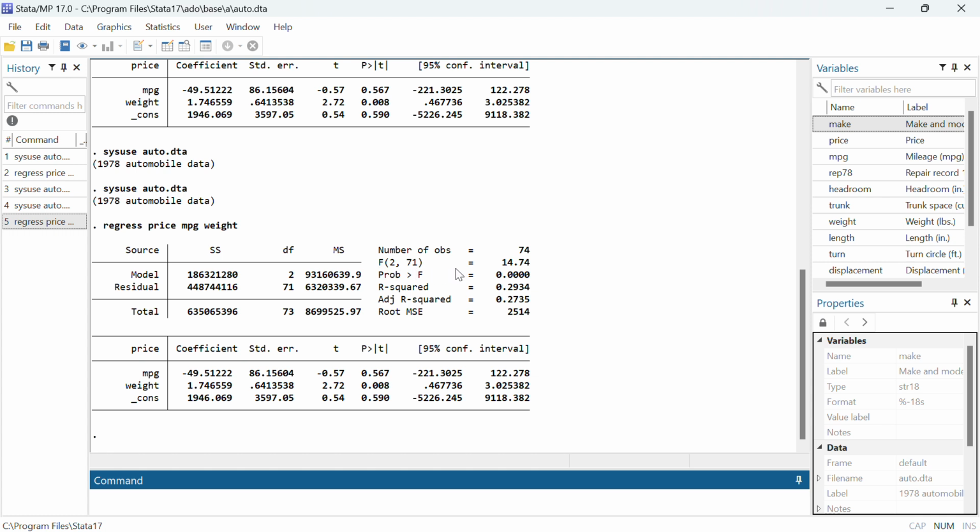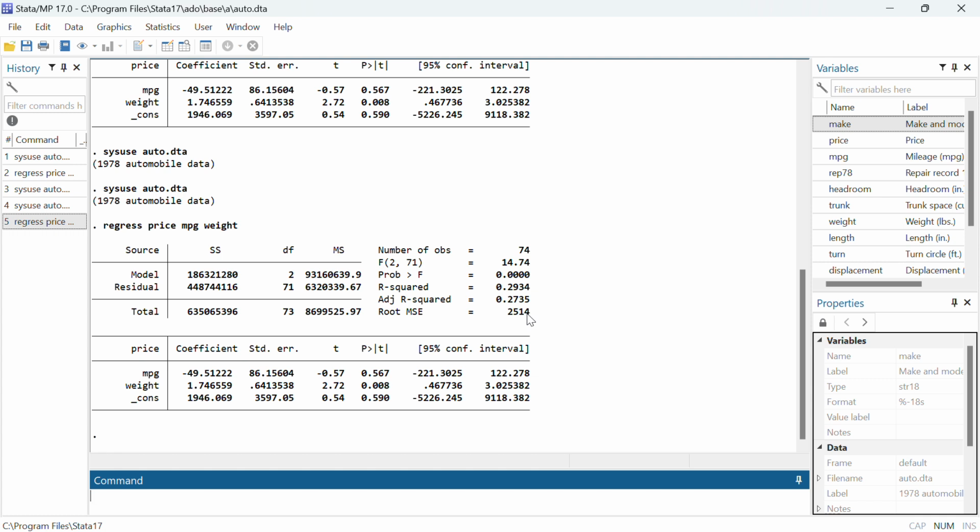The value of the F statistic is 17.4, and we are much interested in the probability of the F statistic, which is 0.0000. And when we come to R square, you can see it is 0.2934, and adjusted R square is 0.2735. And root mean squared error is almost 2,514.